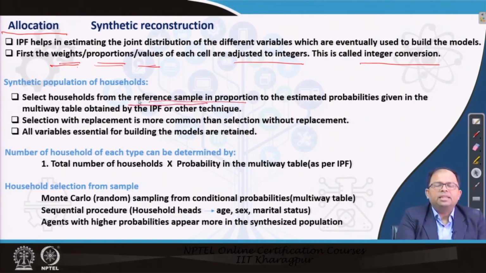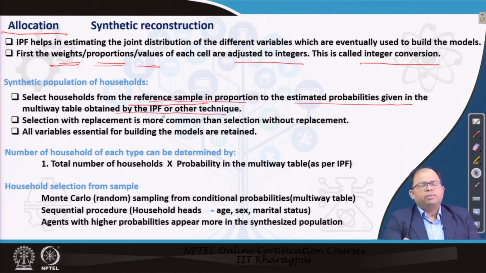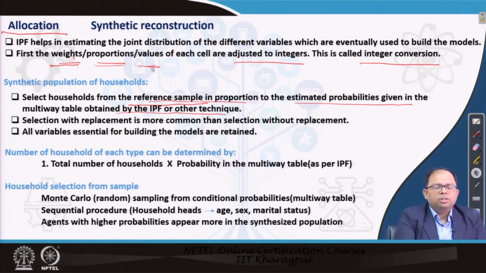That means we are using a disaggregate sample that is called the reference sample. We need to select households from this disaggregate sample in proportion to the estimated probabilities given in the multi-weight table obtained by IPF or other techniques. There are also other techniques for estimating this weight, proportion, values, but using this weight, proportion or values, we can estimate the probabilities, and based on these probabilities we can select the samples from the disaggregate sample set that we have got.